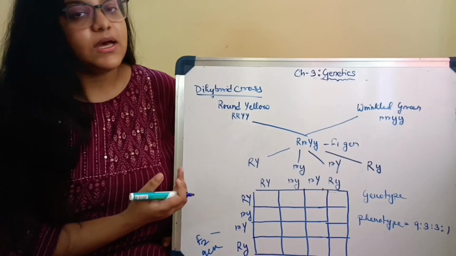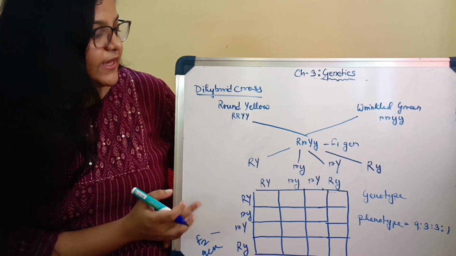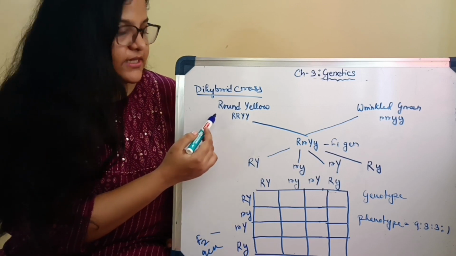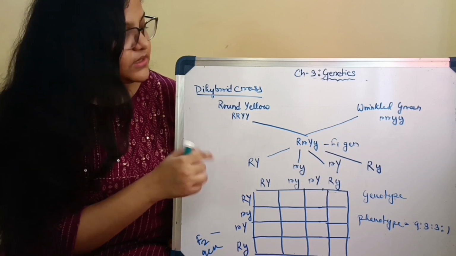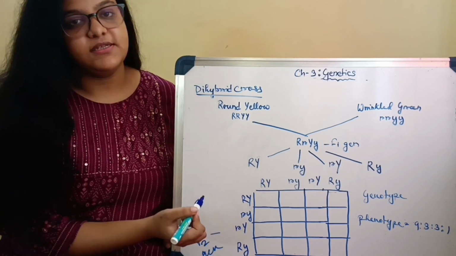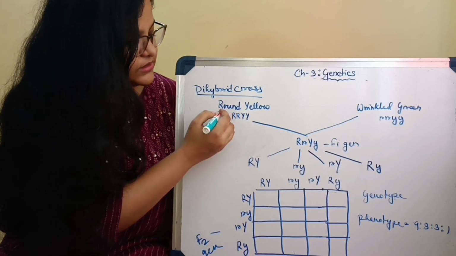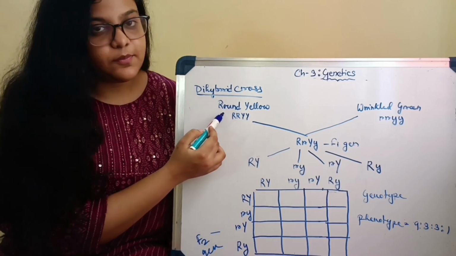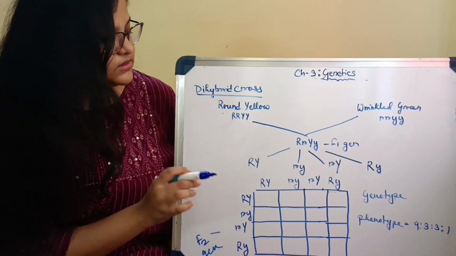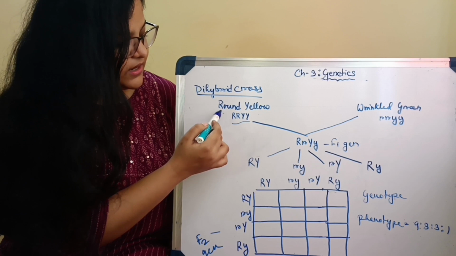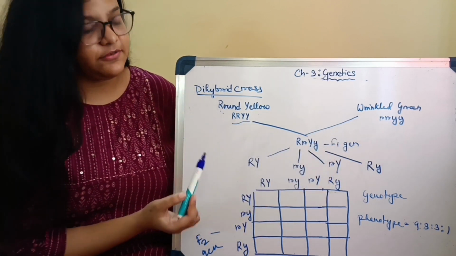Okay. So now let us discuss the dihybrid cross. What happens in a dihybrid cross is that Mendel had taken two characters and crossed them so that we can get some different result. He has taken two characters, which are the shape of the pod and the color of the pod of the pea plant. The dominant ones are the round and yellow, and the recessive ones are the wrinkled and green.